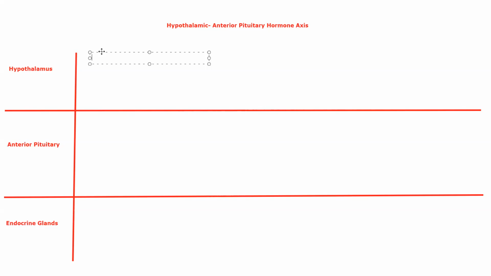So let's list out the hypothalamic hormones. These are either going to be inhibiting or releasing hormones, meaning that their action on the anterior pituitary will either be to stimulate more hormone release or to inhibit further hormone release. The first one is prolactin releasing hormone, and the RH means releasing hormone. Then we've got prolactin inhibiting hormone, which is also called dopamine.